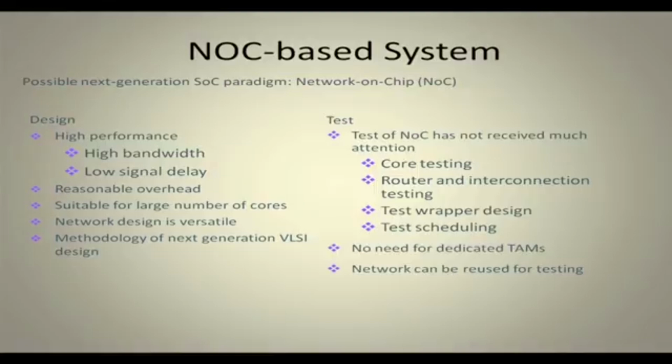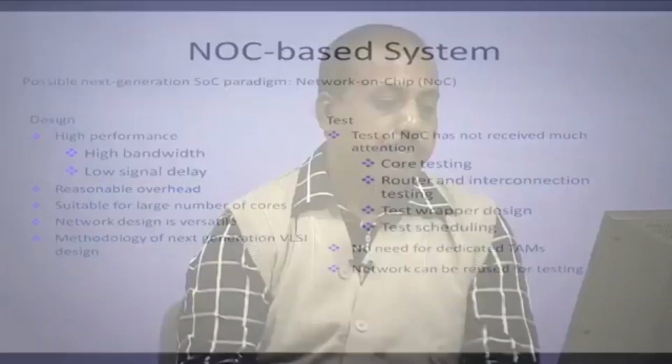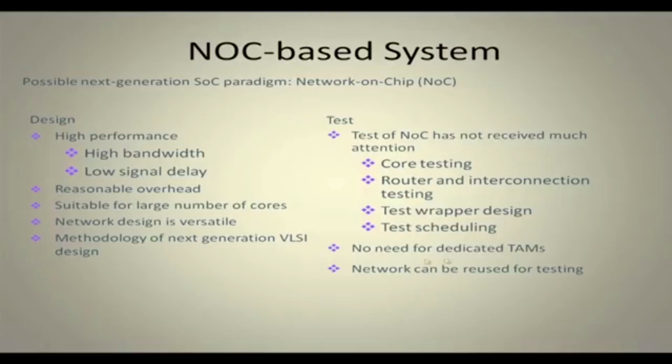So, depending upon this link width, we have to see how many bits we have for the TAM. So, we can do this test wrapper design, which is now more specific, unlike SOC where it was more flexible. We could have allocated different test TAM widths and seen different types of wrappers. Here that is not the situation.